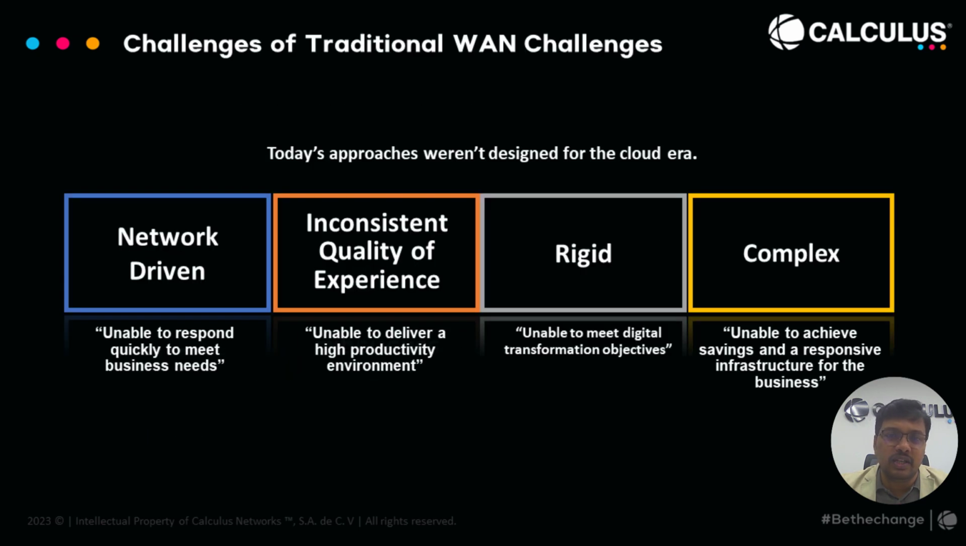To sum it up, today's WAN approach is definitely not built for the cloud era. Most of the networks out there are network driven, right? Meaning they don't respond well based on the application's needs. To put it simply, they cannot understand the application's language, right? All they understand is IP, routing, etc. With this, you cannot guarantee your application users the necessary quality of experience, and it is complex to achieve savings and an infrastructure which can respond to your business needs.